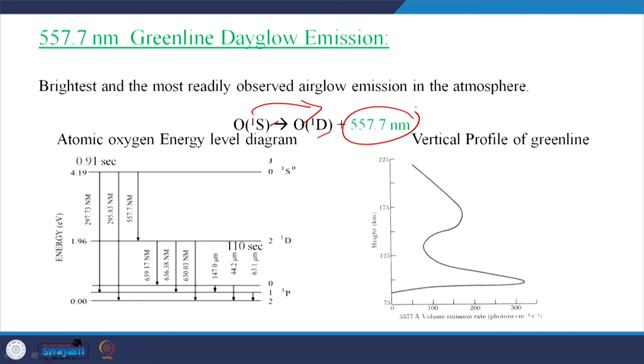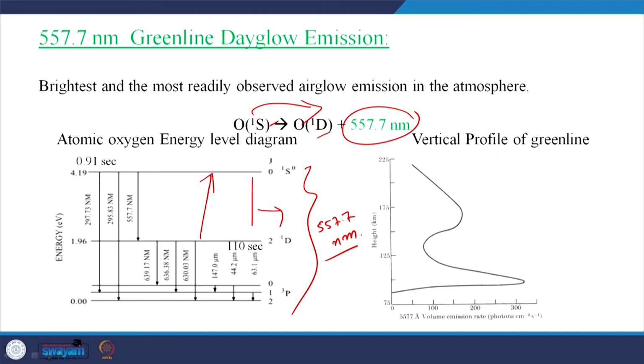So, why does such an emission happen? If you look at the energy level diagram, you realize that when the oxygen atom is given a sufficient amount of energy, it will get excited to this particular state. Subsequently, upon de-excitation, it will release this emission at 557.7 nanometers.